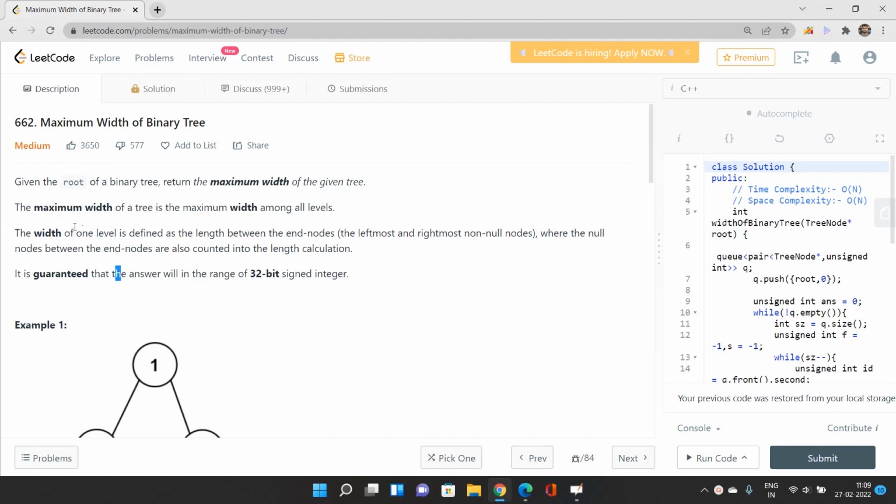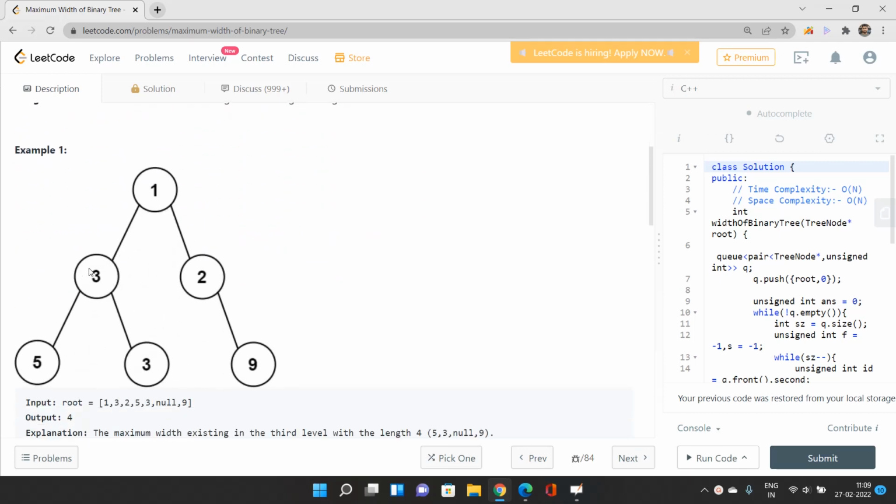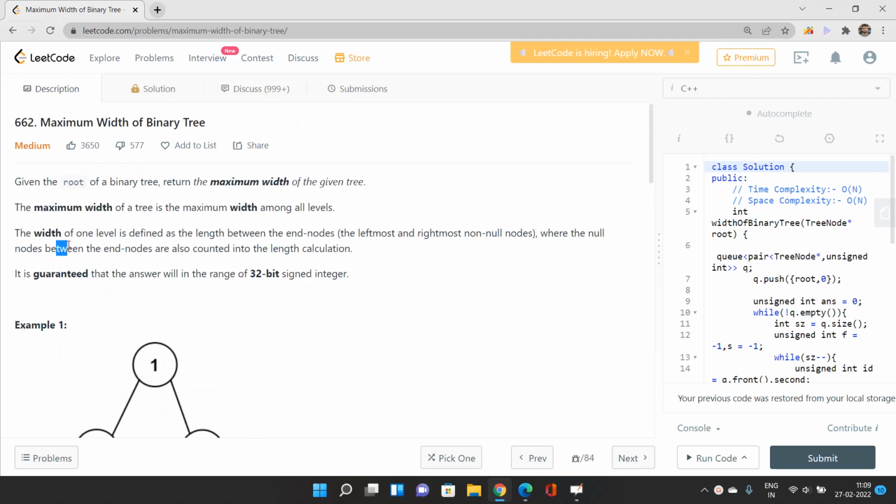The width of one level is defined as the length between the end nodes, where the null nodes between the end nodes are also counted into the length calculation. So you need to consider the first node of a particular level and the last node of that level. Note that the null nodes between the end nodes are also counted into the length calculation. That makes this problem quite interesting. So I will tell you how we are going to deal with all that stuff.